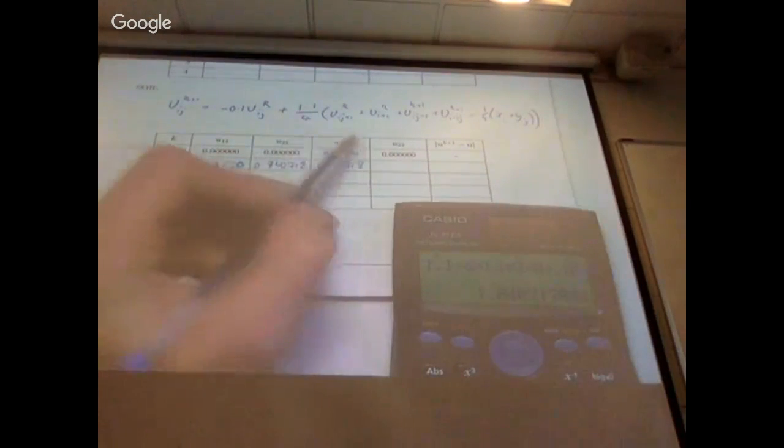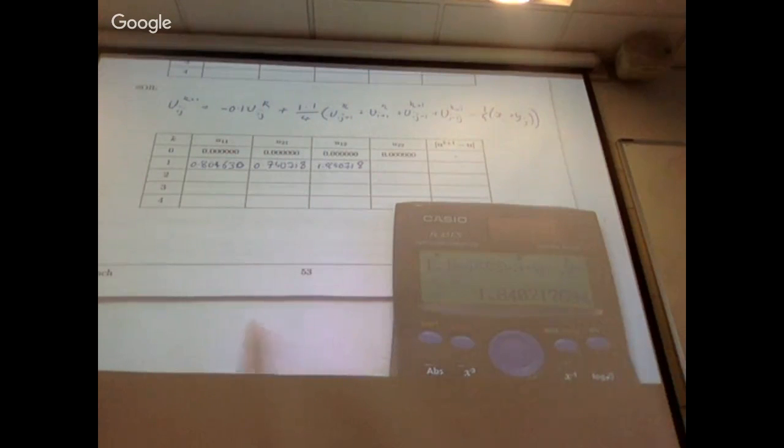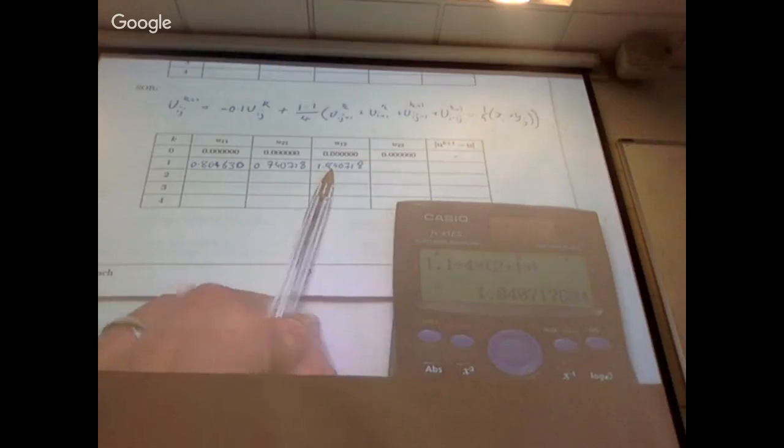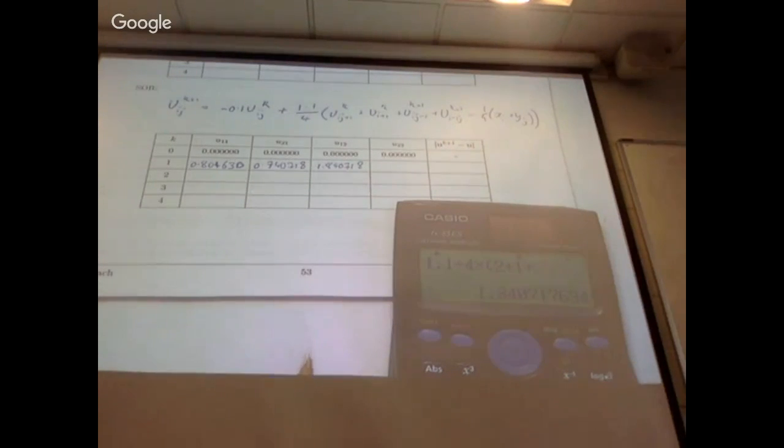Okay, and U22 1.1 over 4 times 2 plus 1 plus this node, sorry, this one, that's the node to the south, plus this node, so it's the node to the west. And that's minus 1/9 times 4 over 3.